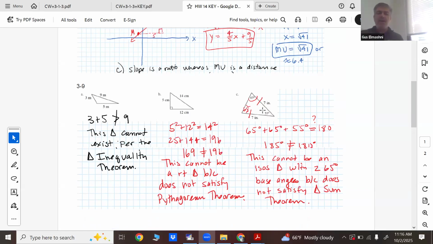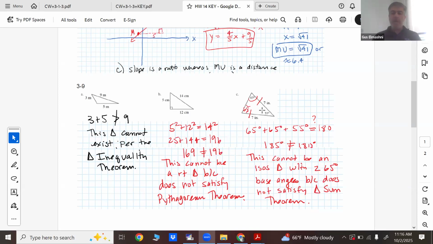Okay, all right. So for 3-9a, because the two shortest sides add up to a value less than the biggest side, it can't exist. The triangle would collapse. For B, that's a problem because it wouldn't satisfy the Pythagorean theorem. If you have a right triangle with 5 and 12, then the hypotenuse must be 13, because 5 squared and 12 squared gives 169, and the square root of that is 13. That won't work for us.